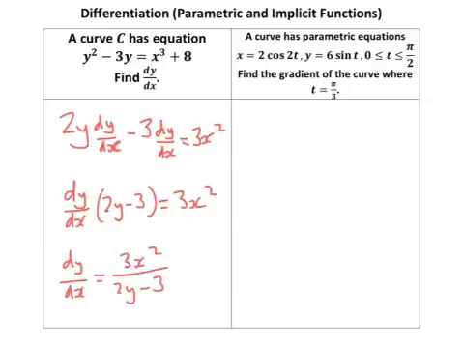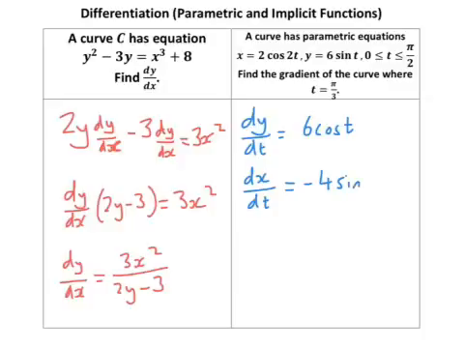As far as parametrics go, the way to do this is to find dy dt or dy d theta, it's in t's in this case, and dx dt, and put one over the other. So I'm going to find dy dt, and that is going to be 6 cosine of t. I'm going to find dx dt, and we're going to get minus 4 sine 2t.